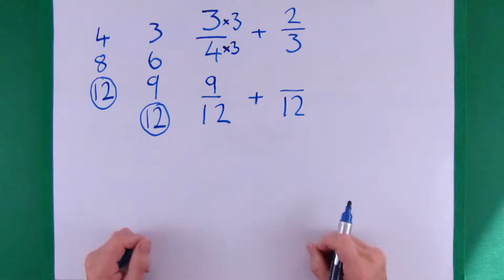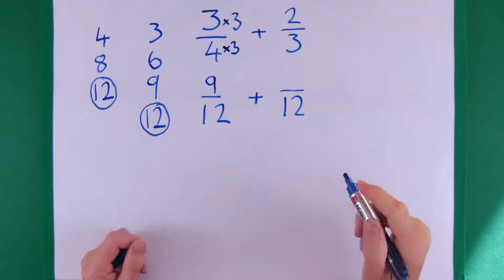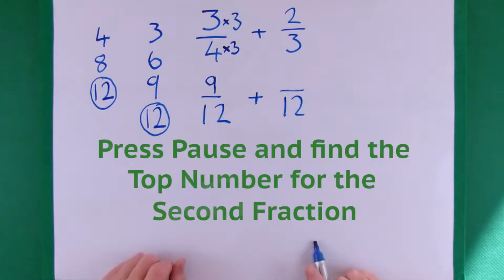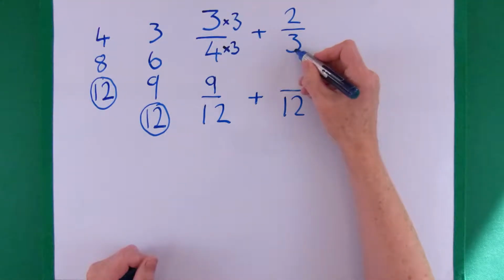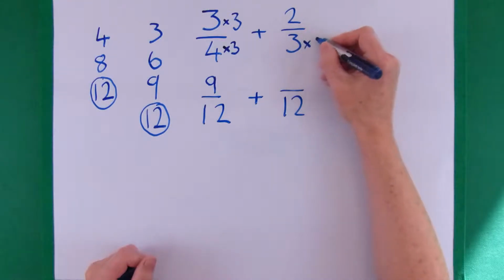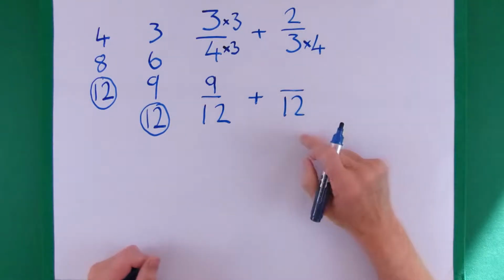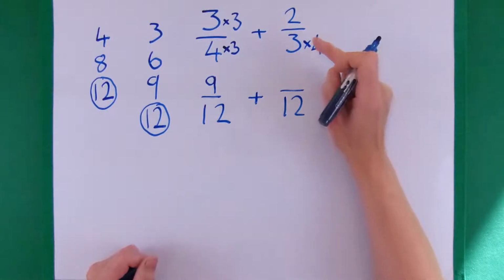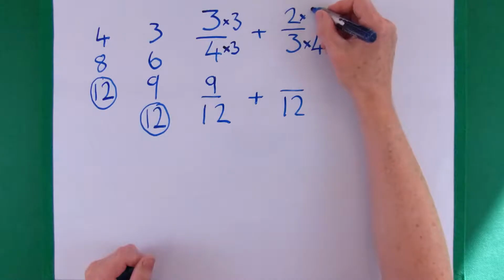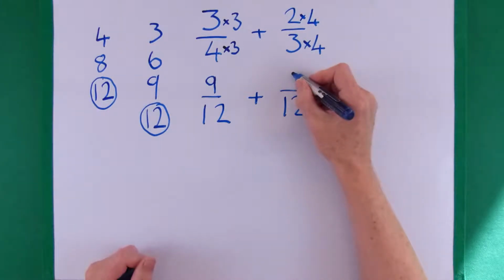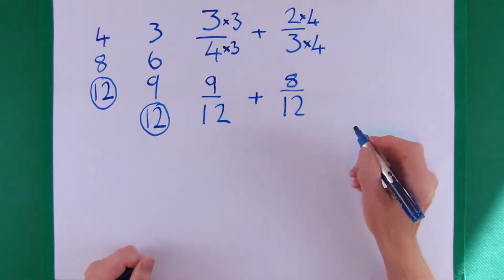Could you press pause and try the same for the second fraction? This time, to get 12, we multiply the 3 by 4. So 3 times 4 is 12. So to keep the same fraction, we must multiply the top number by 4 as well. And this gives us 2 times 4 equals 8.